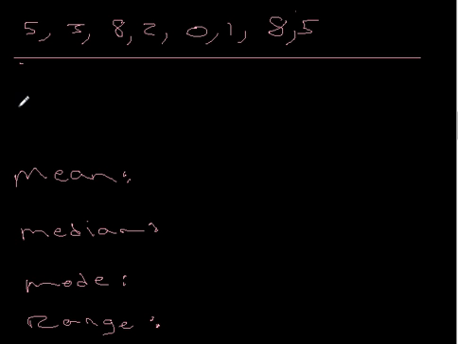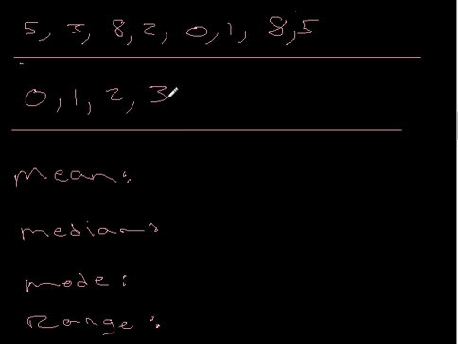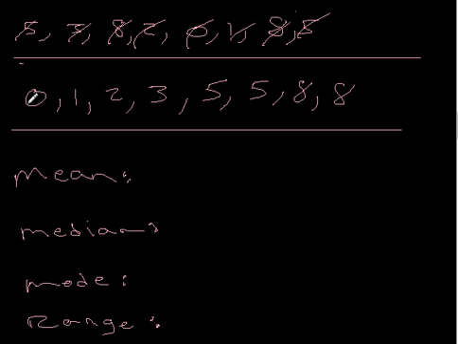All right, so now, like I said before, we're going to take this information and reorganize it. So from least to greatest, it's going to be 0, 1, 2, 3, 5, 5, 8, and 8. Now I'll just cross all these off because I've used all of them. And I should have 8 values down below, just in case I'm not sure. 4 plus 4 is 8.